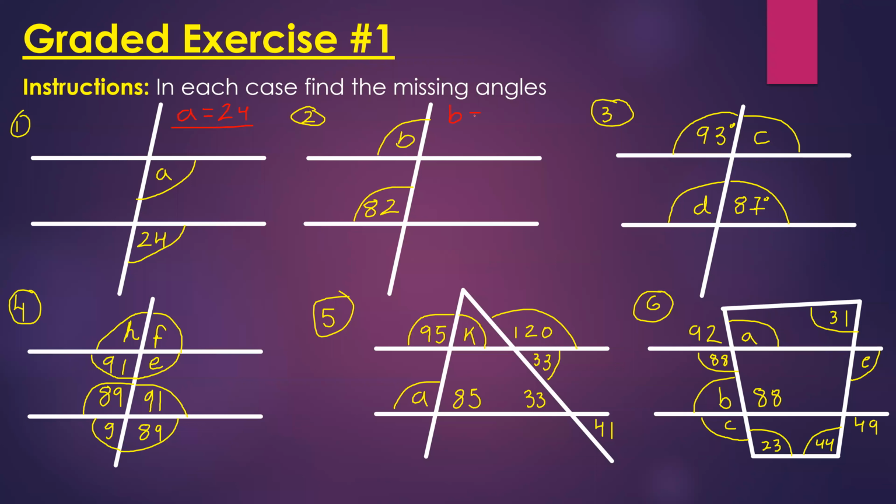Erwin, help me out with number 2. B, 42. I mean, 82. Sorry, 82. Very good. B is equal to 82 degrees. Very good. Number 3. Javen. If I put C equal to 87, D equals 92. C equals 87, that's correct. And D is equal to what? D equals 93. Very good.